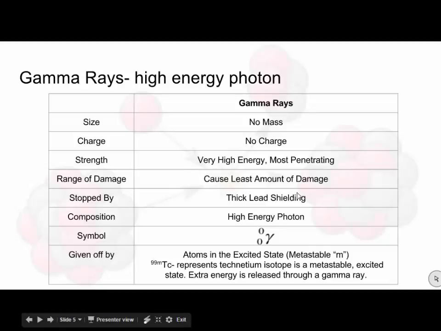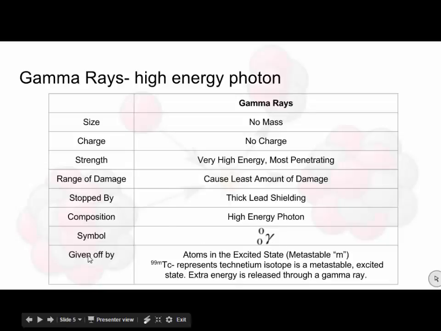However, up close for an acute or short amount of time, they will cause the least amount of damage. Again, because they don't have that charge, it's harder for them to ionize things. We can stop it with a thick sheet of lead or several feet of concrete. Again, they're a high energy photon, and this is the symbol we use for a gamma ray: 0 for its mass, 0 for its atomic number. Remember, it's just a light ray, and then the symbol for gamma, which looks kind of like a y.